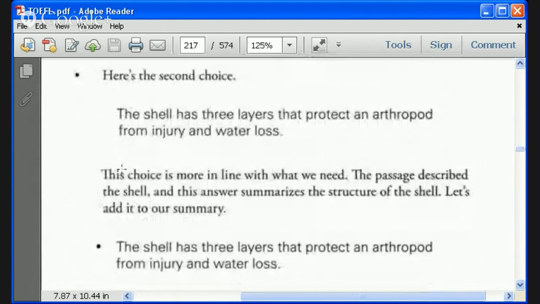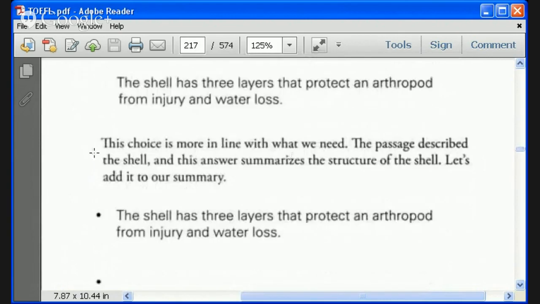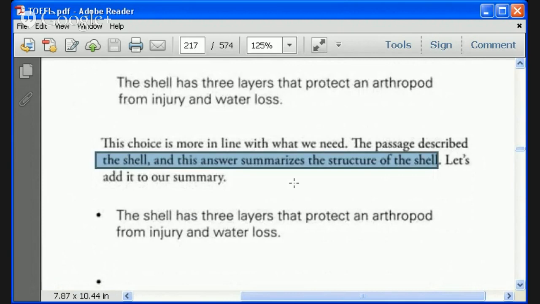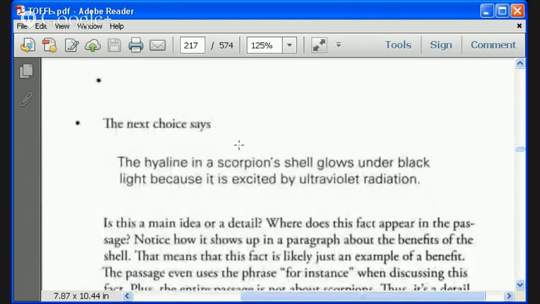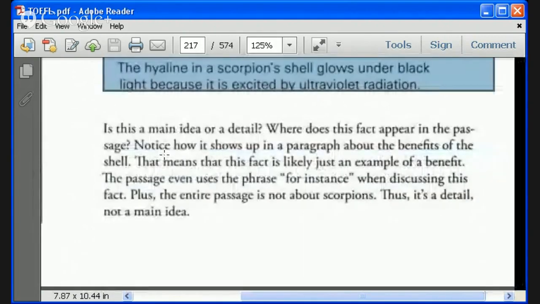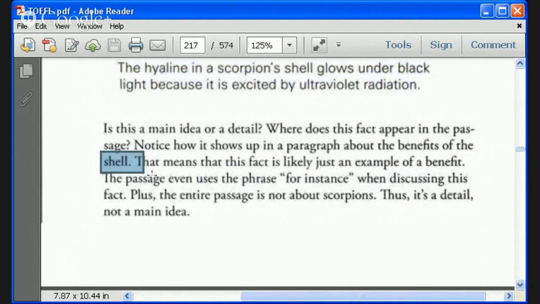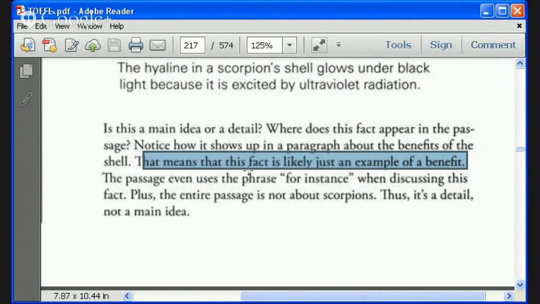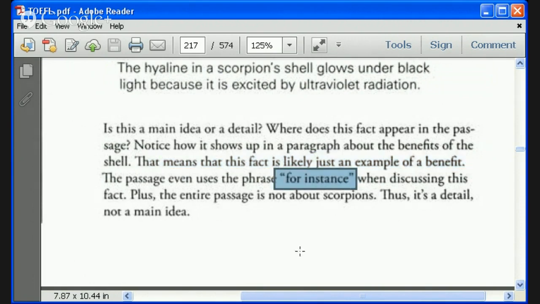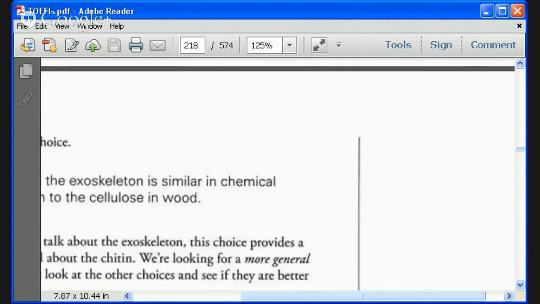The second choice describes the cell, summarizes the structure of the cell. Okay, so second choice is right. Third, hyaline. This is the main idea or detail. It shows up in a paragraph about the benefits of a shell. This means that this fact is an example of a benefit. The phrase even uses for instance. If you see for instance in one of these phrases in this question, it's probably wrong. It's a detail, not a main idea, so we can eliminate it.